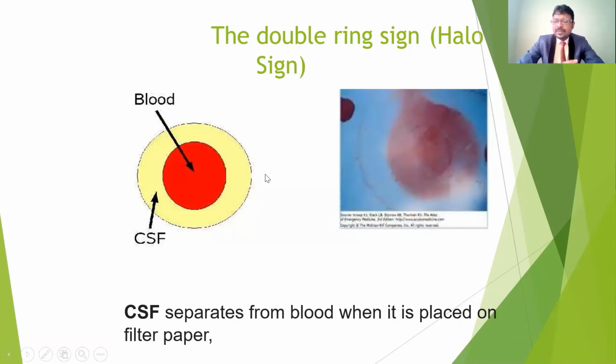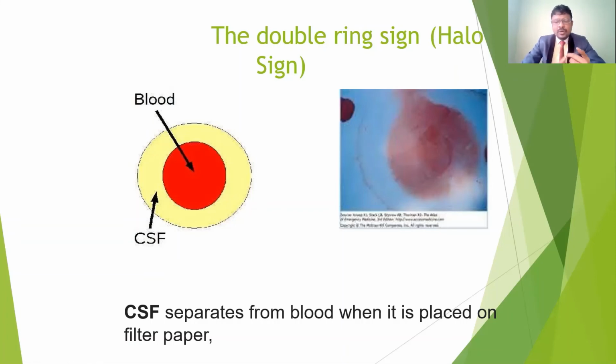This is a common sign we can observe while checking the CSF analysis. If we collect the CSF and analyze it, the CSF is separated from the blood when it is placed on filter paper. While assessing, if we keep the CSF on the filter paper, it automatically separates from the blood. This is the main sign we can commonly see in skull fractures. It is also called the double ring sign, or the halo sign. These are the classical signs in skull fractures.